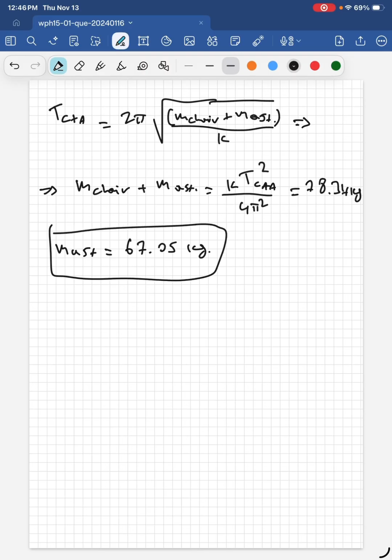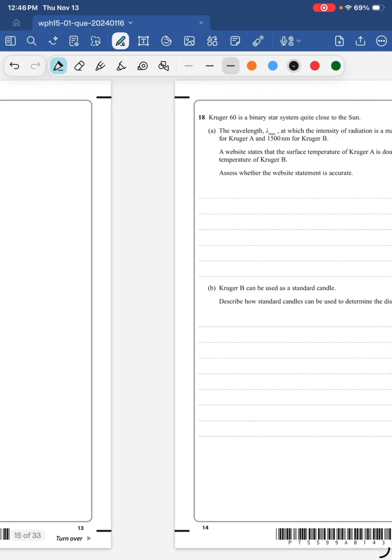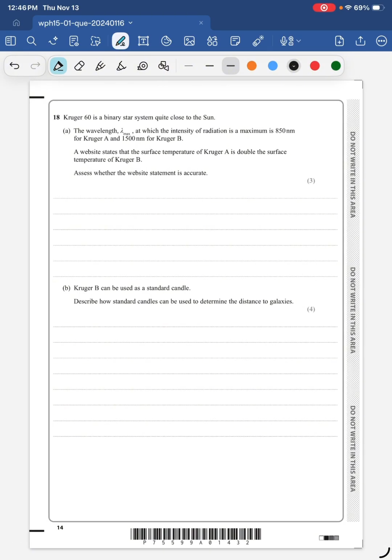Okay, is there anything else to say here? I think not. So let's move to question 18. Kruger 60 is a binary star system quite close to the Sun. The wavelength, the lambda max, at which the intensity of radiation is a maximum, is 850 nanometers for Kruger A and 1700 nanometers for Kruger B. A website states that the surface temperature of Kruger A is double the surface temperature of Kruger B. Assess whether the website statement is accurate.